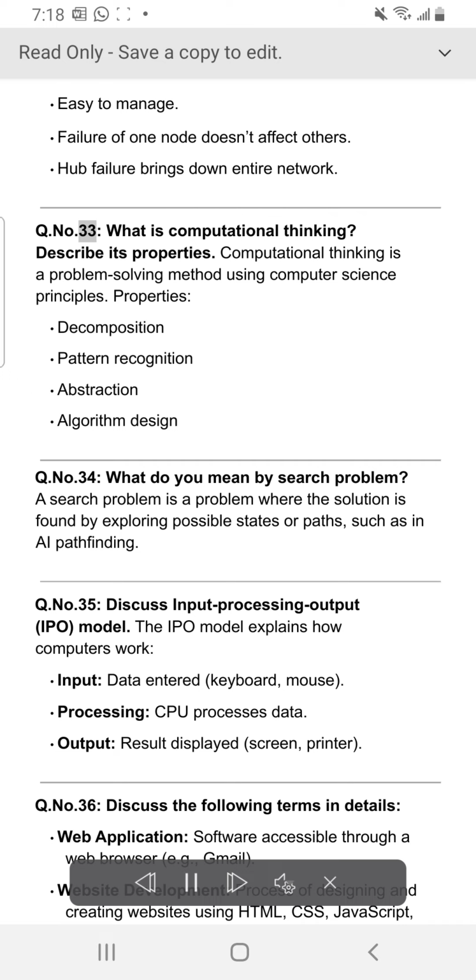Number 33. What is computational thinking? Describe its properties. Computational thinking is a problem-solving method using computer science principles. Properties: decomposition, pattern recognition, abstraction, algorithm design.